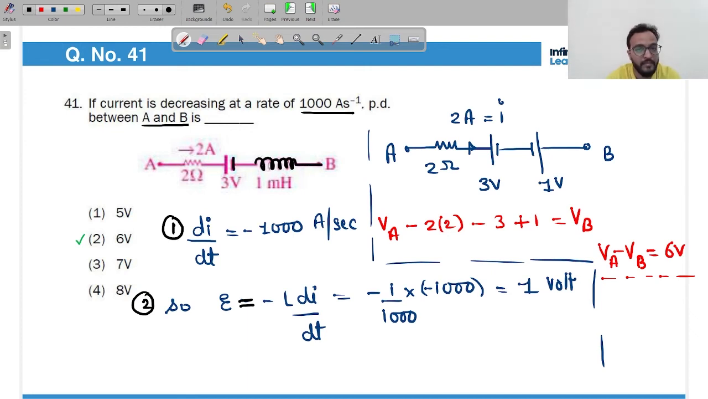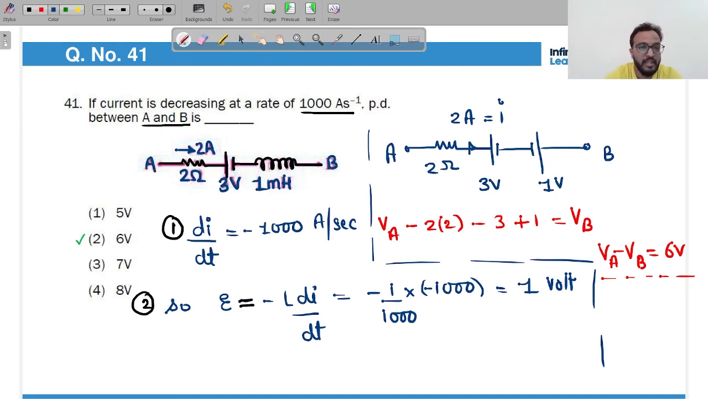This is 2 ohms. This is 2 ampere. This is 3 volts. This is 1 millihenry. This is B. This is A. I hope it is visible now.